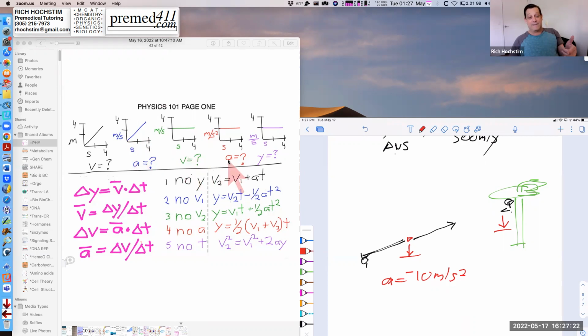These are pretty easy. What's the velocity over here? Well, the velocity is constant. The velocity is going to be 2 meters per second. And here the acceleration, 2 meters per second. These aren't connected, of course.